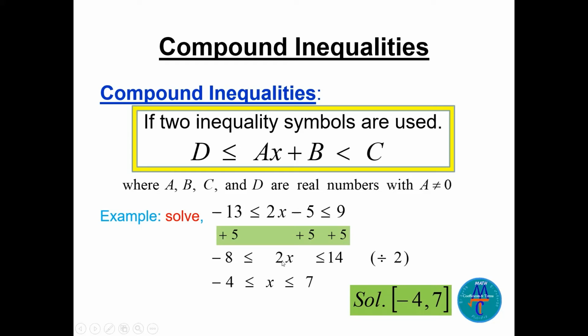Let's divide by the coefficient of the x because we need x. So divide by 2, divide by 2, divide by 2. This is a positive number, the 2, so do not change the signs. Remember, if you divide or multiply by a negative number with inequalities, you have to change the signs of inequality. Now, x between -4 closed to 7 closed. This is the solution.